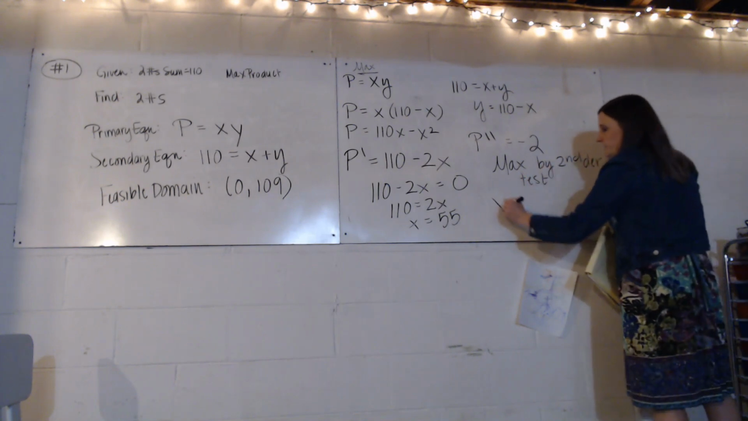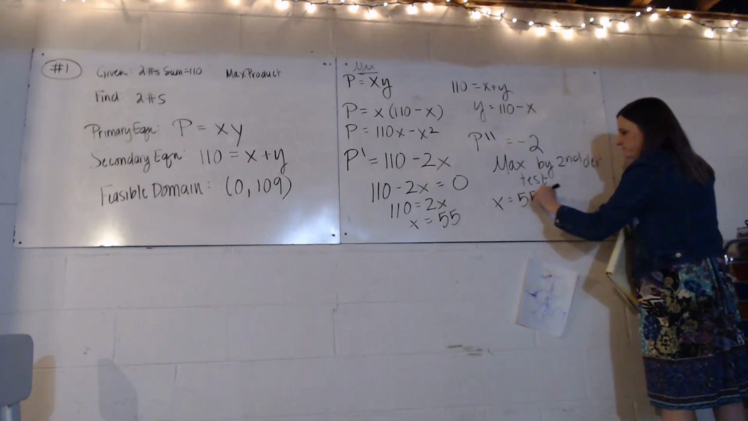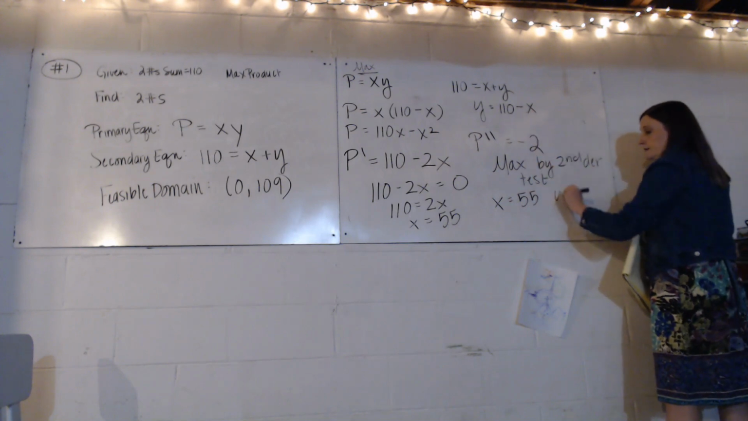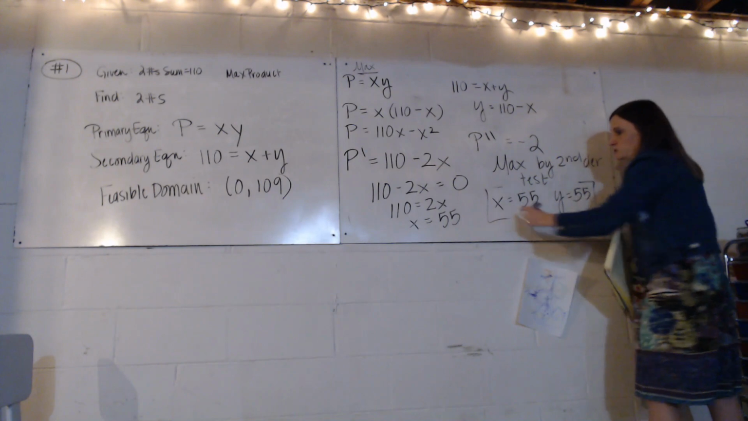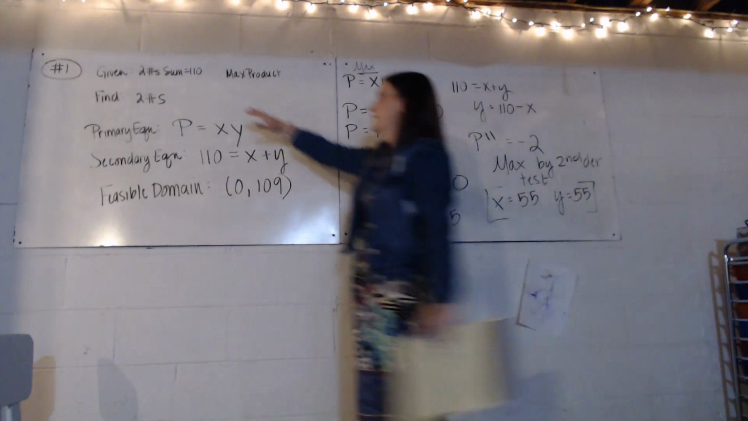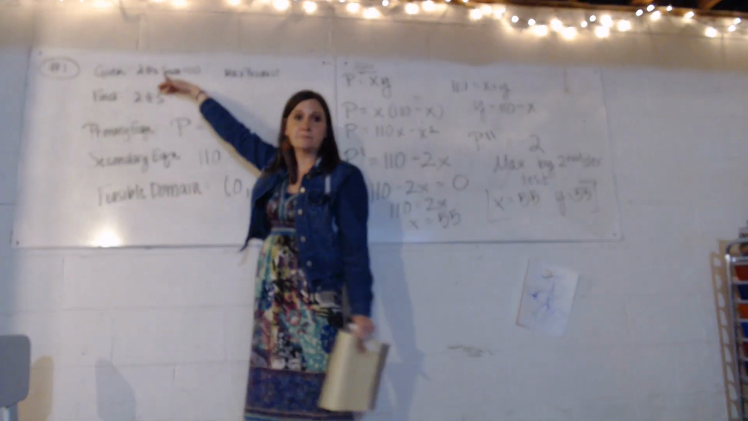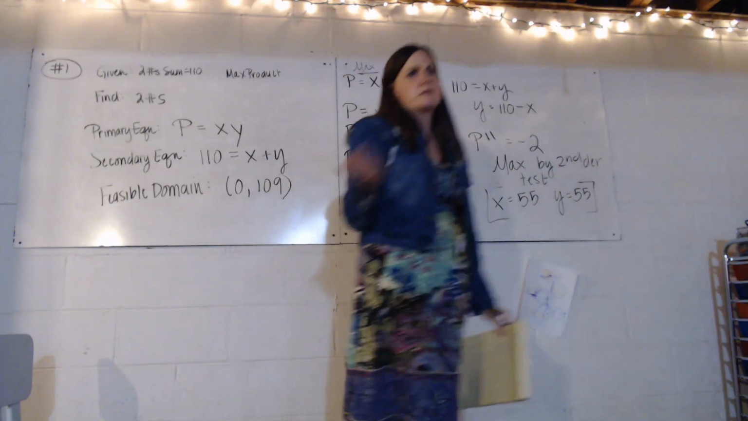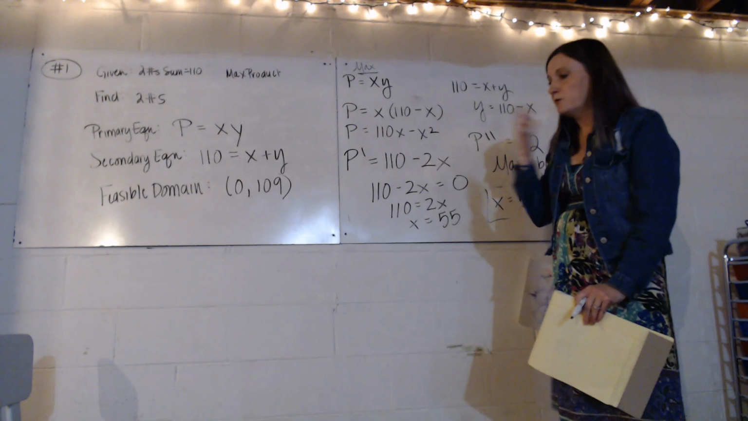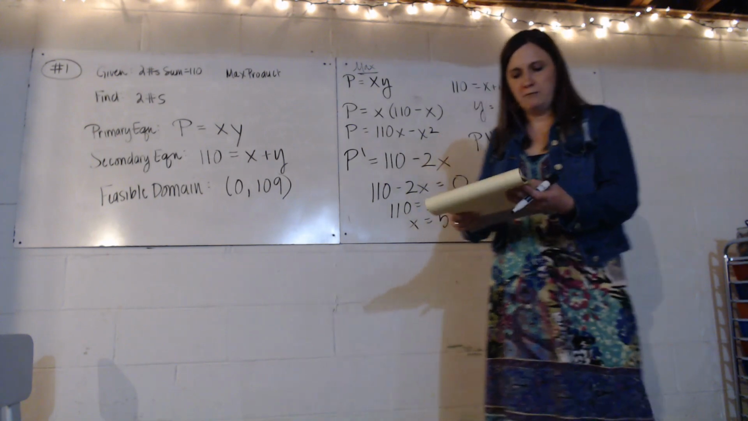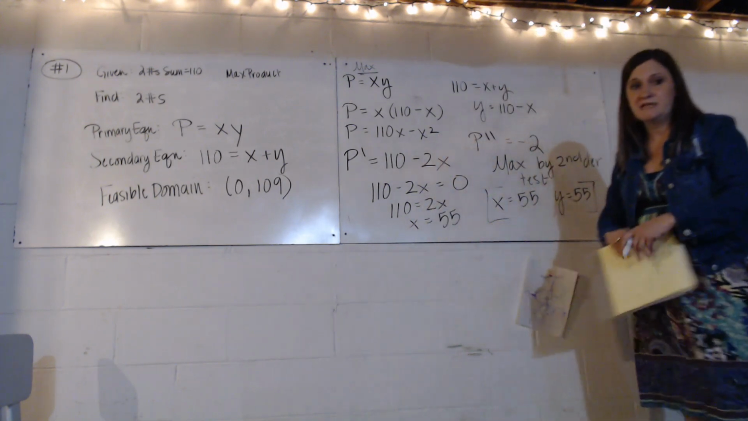So if x is equal to 55, then we go solve for y, and y will end up being 55 as well. And so those are my two numbers that give me a maximum product and add up to 110. This, again, was a lot like some of the problems you did last week for me. So let's move into the second problem on those guided notes, which is a little bit different.